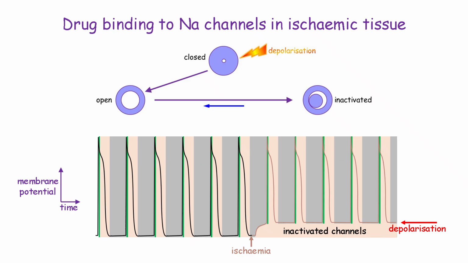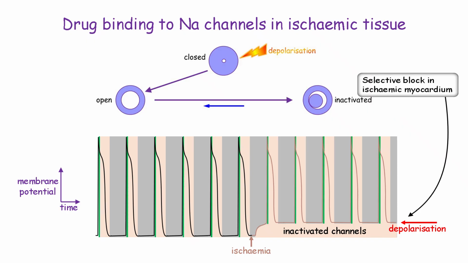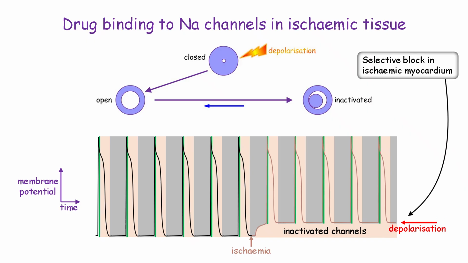Although the fast binding kinetics of class 1B drugs especially limit their effects during the brief open or inactivated states of a normal action potential, the sustained inactivation in ischemia provides an additional window for drug interaction, independent of firing frequency. The result is greater sodium current blockade in ischemic regions, which helps suppress abnormal impulses and reduce the risk of reentrant or ectopic arrhythmias originating from damaged tissue.